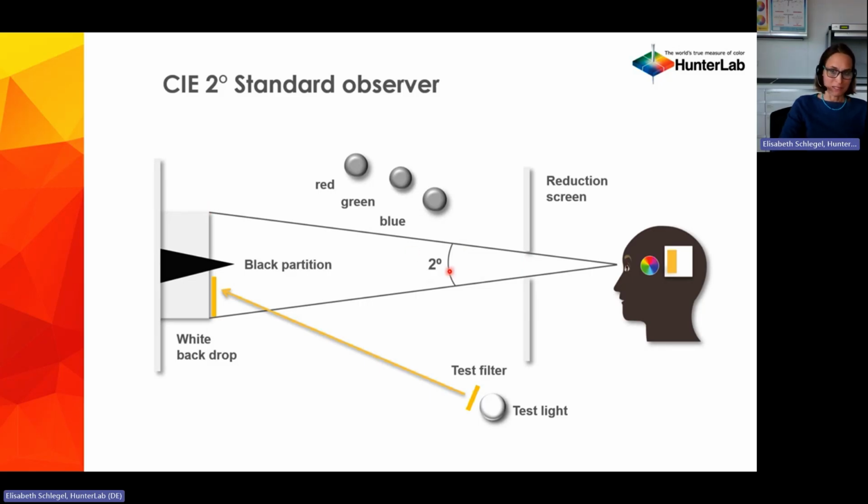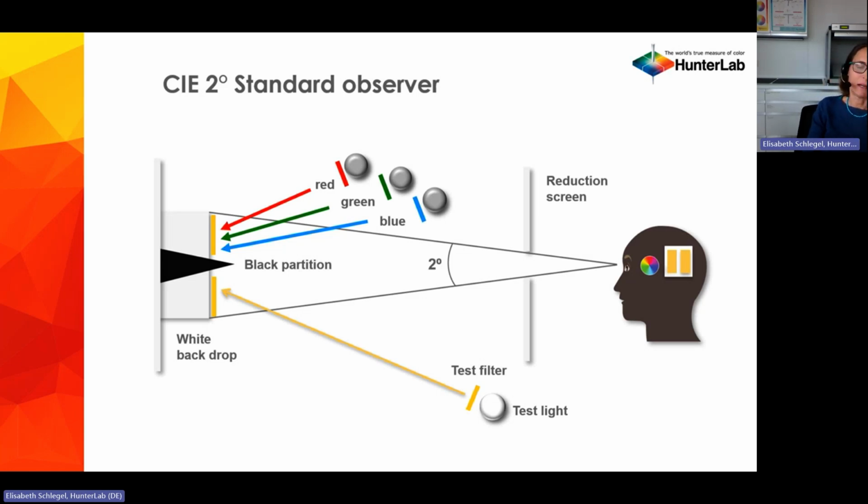I will explain later on why 2 degrees. But it was the same situation for all the people. This person was asked to create the same color, the same yellow as at the bottom, on the top part of the screen. So they could control these 3 lights, blue, red, and green, and change them until they said, okay, it's the same light in the upper part as in the lower part. And this then was recorded as a function.